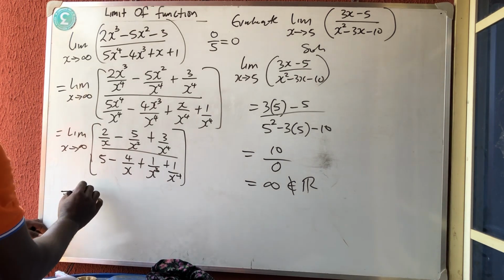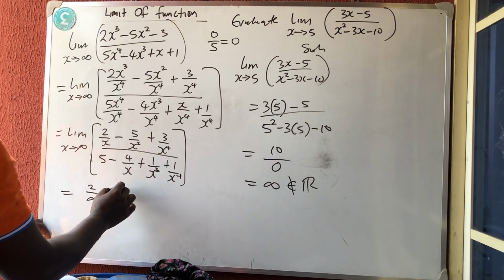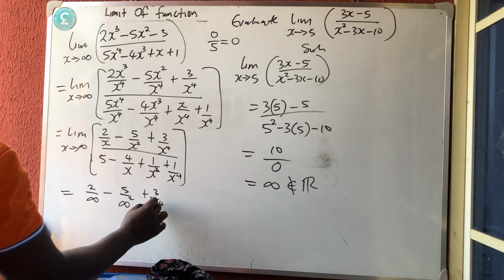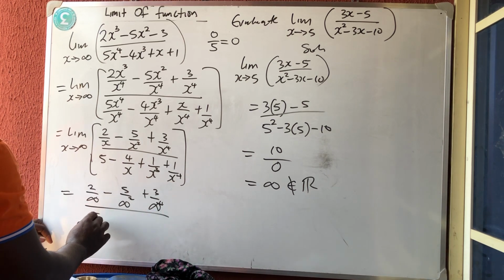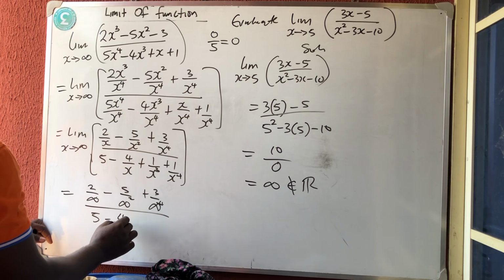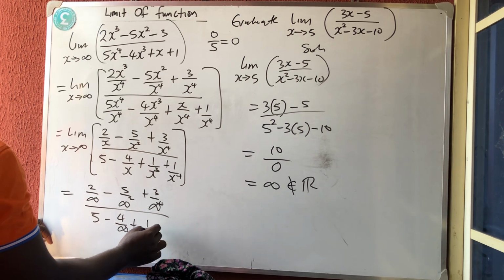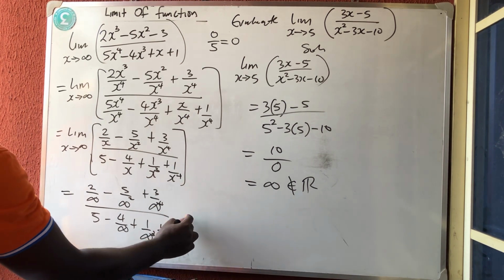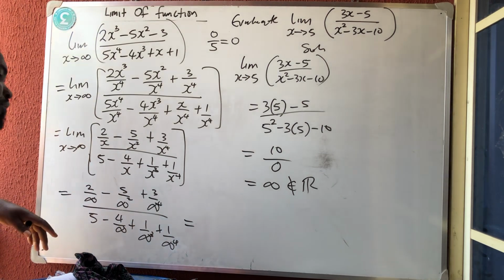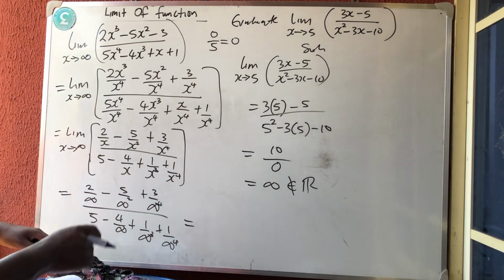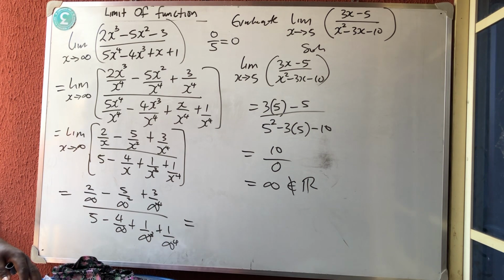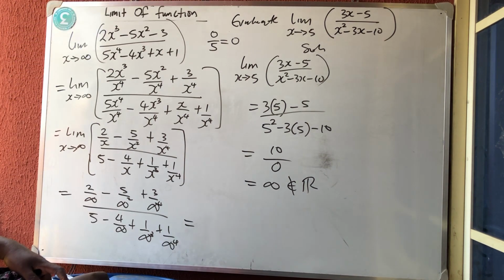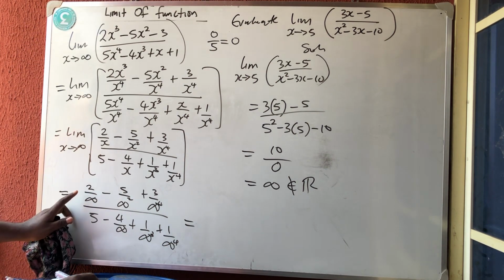If I substitute infinity, I'm having 2 over infinity minus 5 over infinity squared plus 3 over infinity to the power 4, all over 5 minus 4 over infinity plus 1 over infinity cubed plus 1 over infinity to the power 4. Now, don't forget, any number over infinity is 0. Remember, if the infinity is at the numerator, that is when it will become infinity. But since infinity is at the denominator, it is 0.